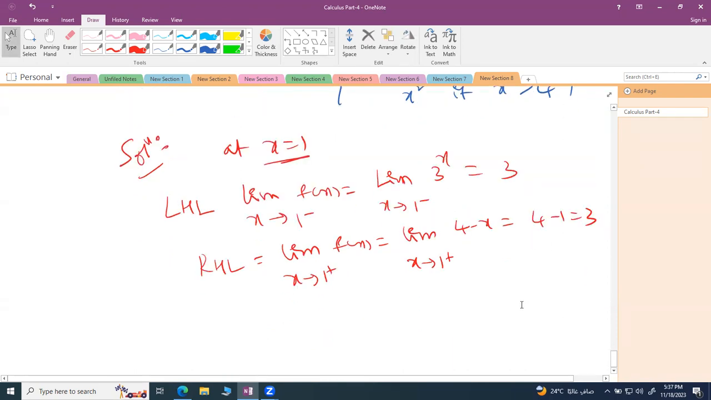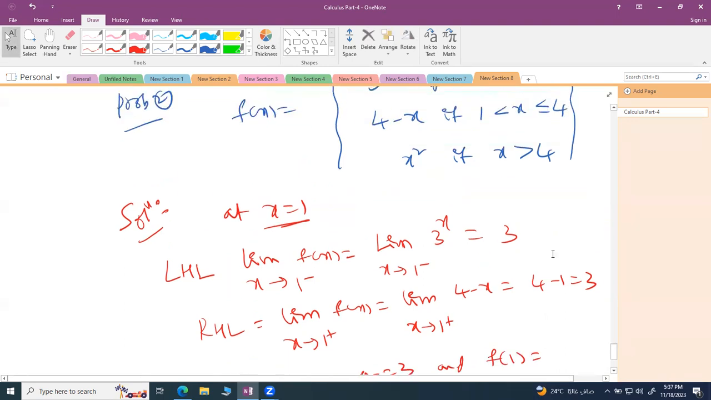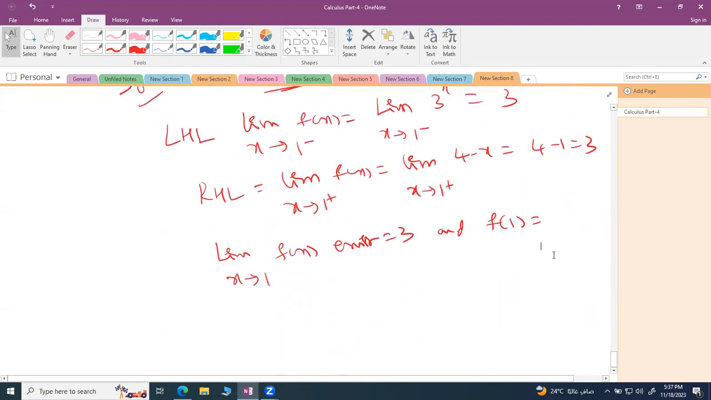So limit x goes to 1, f of x exists equal to 3, and f of 1, if x equal to 1, that is 3 power x, 3 power 1. Therefore, f of x is continuous at x equal to 1.